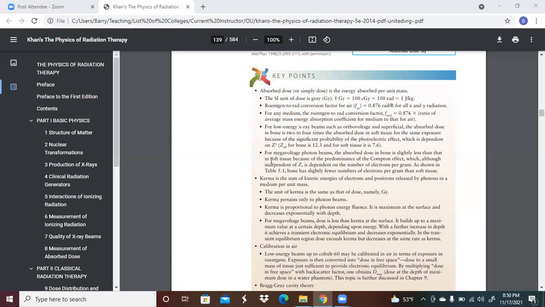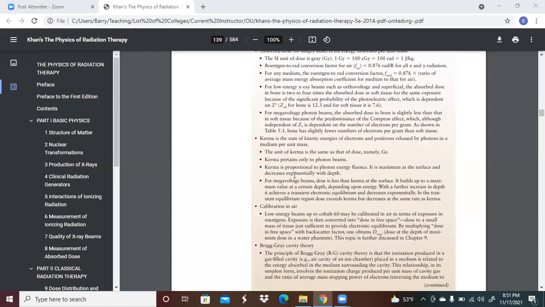Obviously, we're going to be treating with megavoltage photon beams, and the absorbed dose in bone is only slightly higher than for soft tissue, because in this range we're looking at the Compton effect. That's the one that dominates. While the Compton effect is independent of Z, it does depend on the number of electrons per gram. Because of that, bone has a slightly fewer number of electrons per gram than soft tissue.